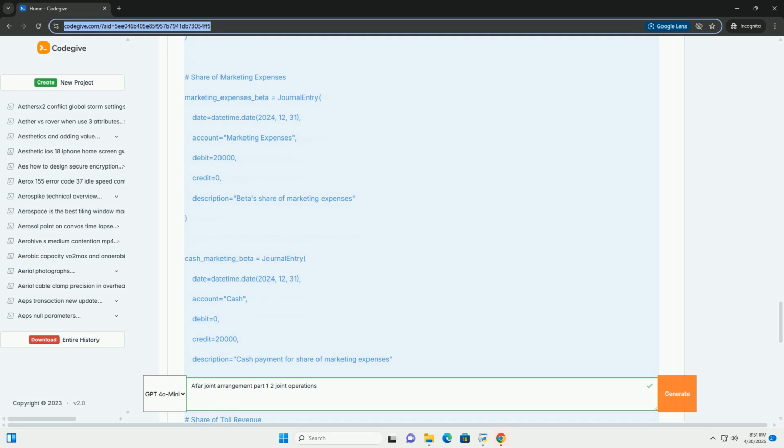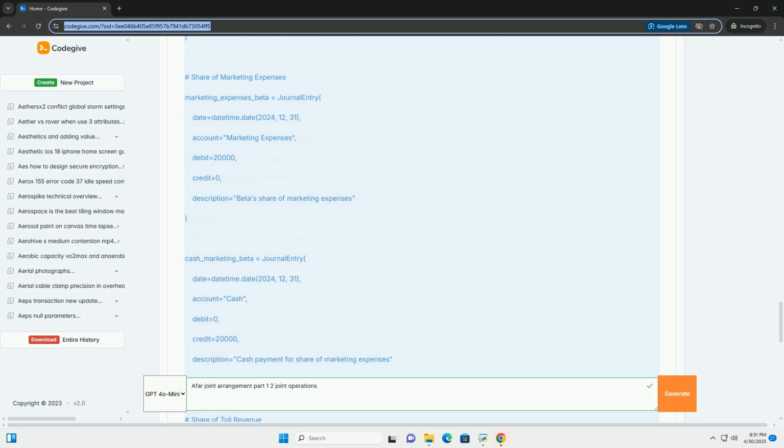$500,000 × 40% = $200,000. Journal entries, Beta Inc. Important considerations and complexities. 1. Jointly controlled assets. Sometimes, the joint operation holds assets that are jointly controlled. In this case, each joint operator will recognize its share of the assets on its balance sheet. For example, if Alpha and Beta jointly purchased a piece of machinery for the toll road, each would recognize their proportion of the machinery's cost and depreciation.